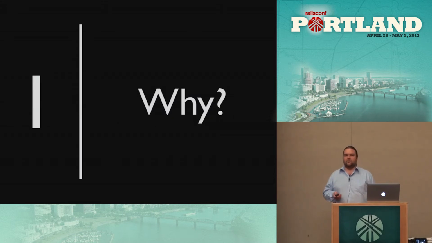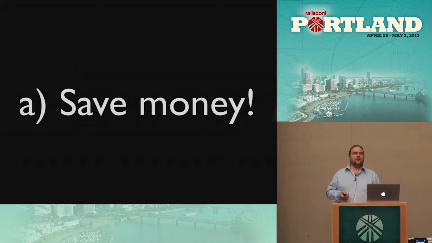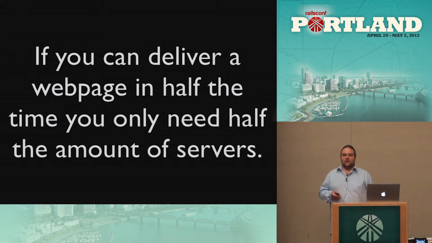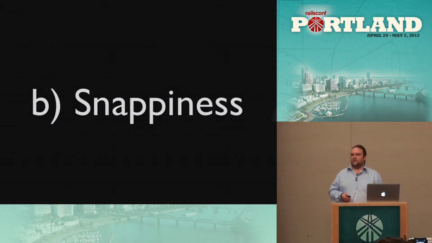First part is, why do I care, or why should everybody care? There's an easy answer to that: save money. If you can deliver a web page in half the time, you probably can save half the amount of servers you already have. So you can make your decision, renting new servers on EC2, or taking a little bit of time to optimize your code and to add caching to that. The second main reason is snappiness. You want to have a snappy and fast web application. That's absolutely key.